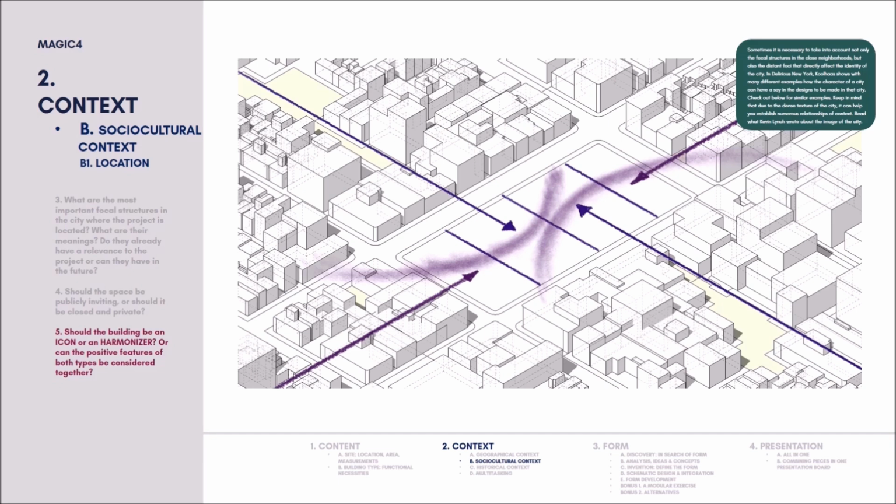Sometimes it is necessary to take into account not only the focal structures in the close neighborhoods, but also the distant foci that directly affect the identity of the city. In Delirious New York, Koolhaas shows with many different examples how the character of a city can have a say in the designs to be made in that city. Check out below for similar examples.